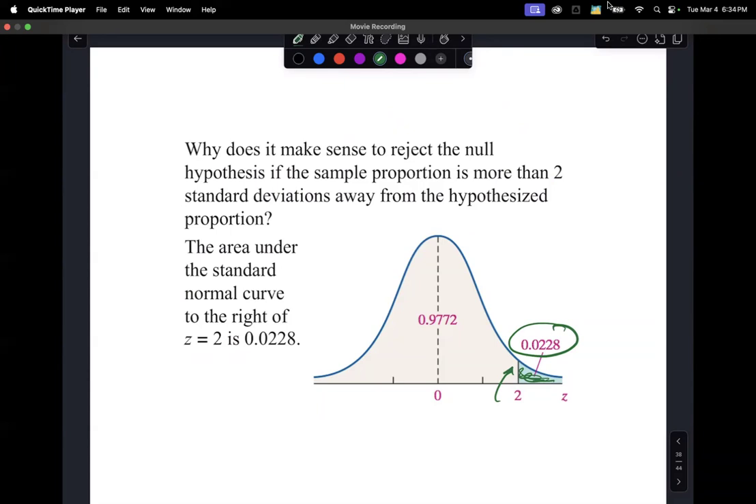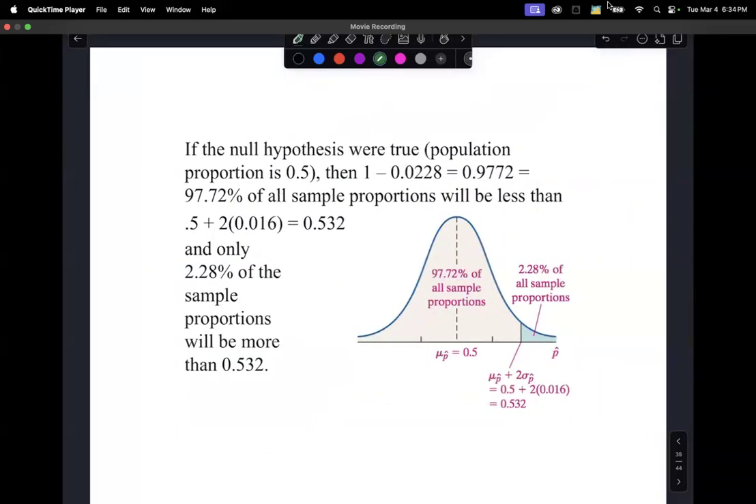Remember there's approximately 5% outside 2 standard deviations. 0.0228 plus 0.0228 is really close to 5%. Remember, that was just an estimate. So looking at that, only 2.28% is going to be more than 0.5532, which is 2 standard deviations away. So that's why we can reject our null hypothesis.